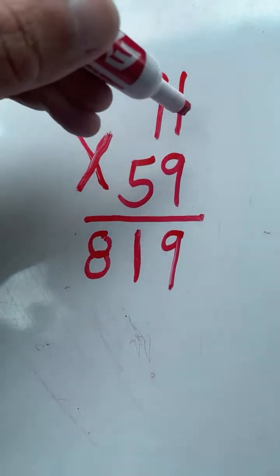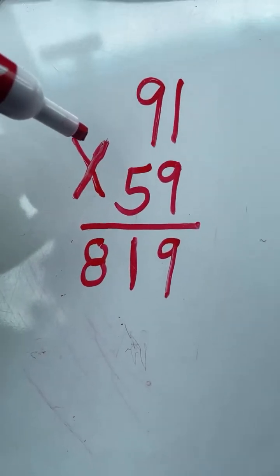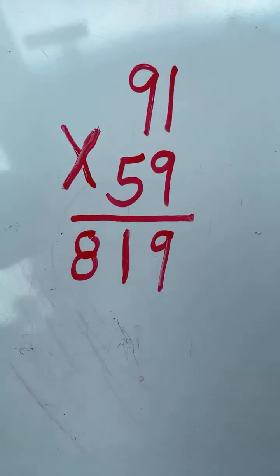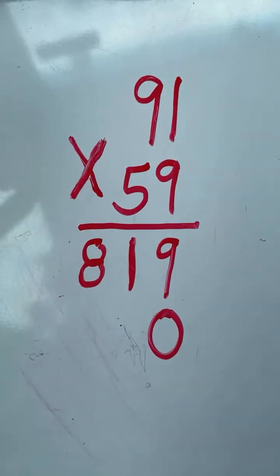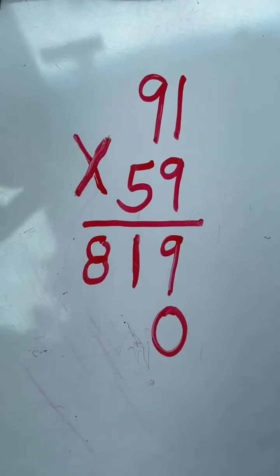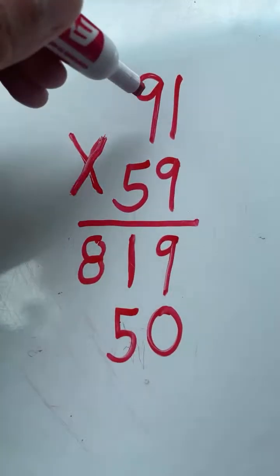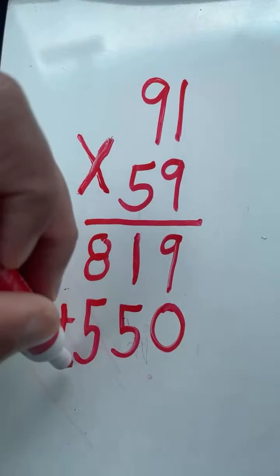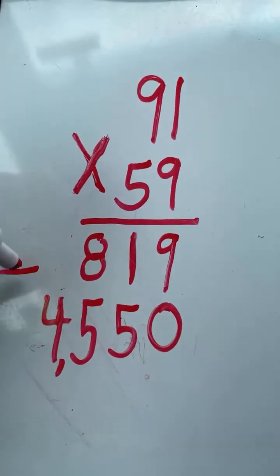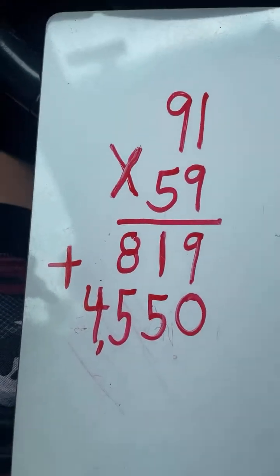Next we have to multiply the top 2 digits times the bottom digit in the tens place. Since we already multiplied the numbers in the ones place, we're going to put a 0 in the ones place. 1 times 5 equals 5. 9 times 5 equals 45. Now to get our final answer, we have to add these two numbers together.